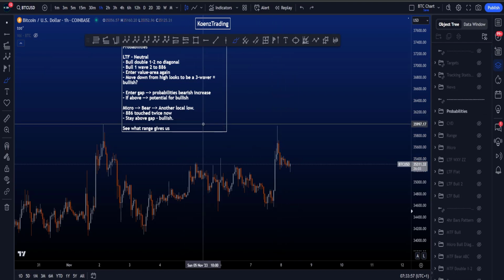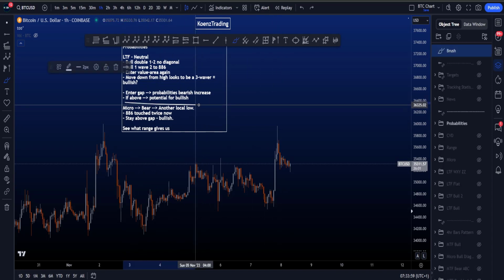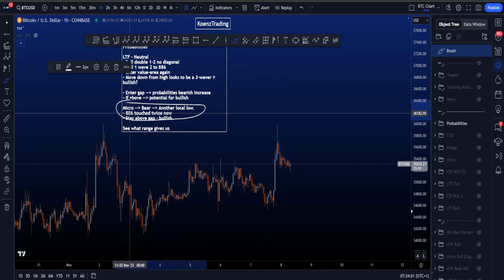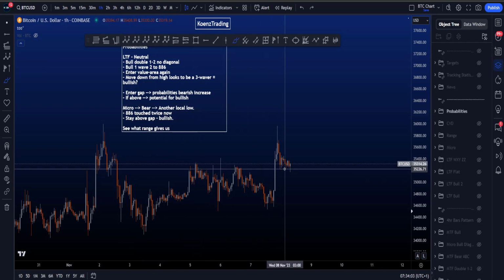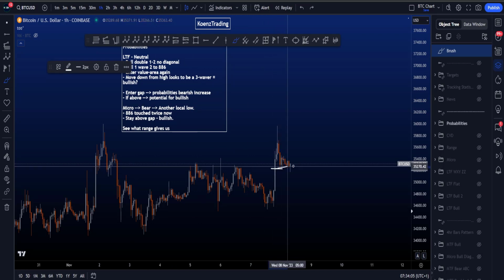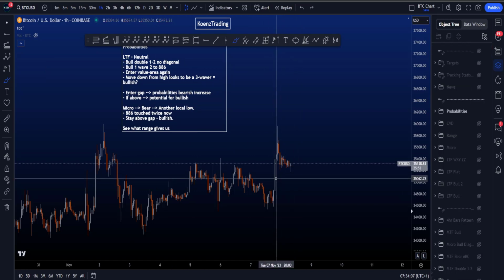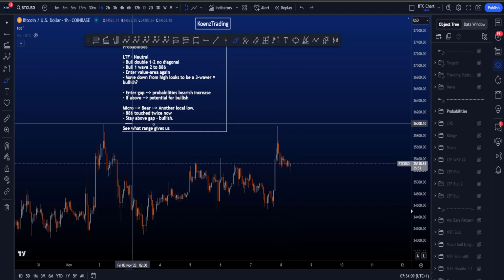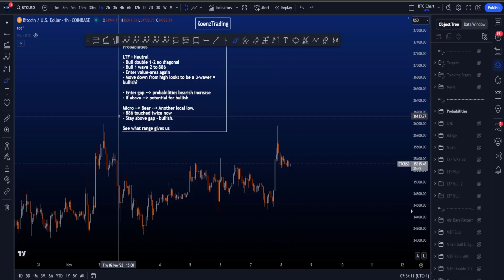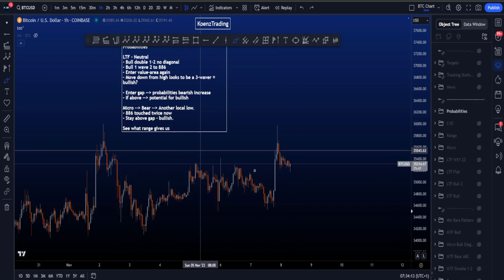And on the micro, well, you know, I had the plan, but it's played out just while recording. The higher probability was to take this low over here because the 886 was touched multiple times. And then again, staying above the gap is bullish. Moving inside the gap would be bearish. So we've got to wait and see now what this range locally is going to give us.